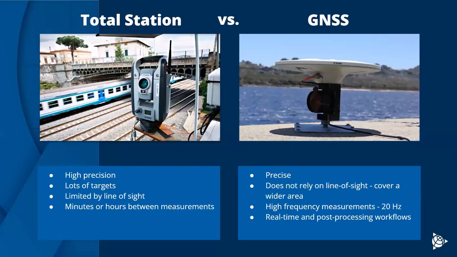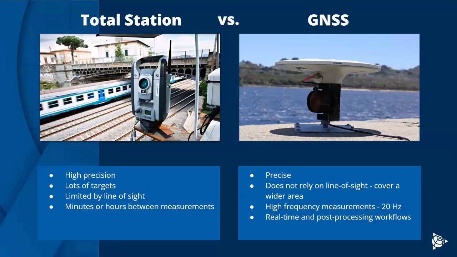Where GNSS can get that really high frequency measurement, so measuring in the 20 hertz range or the sub-second range, and transmitting that data in real time. So you can have near instantaneous reporting and alarming based on that GNSS position. Another advantage to GNSS is that you can have multiple processing methods. So you can do that real-time processing with that high-frequency data collection and get instantaneous alerts.